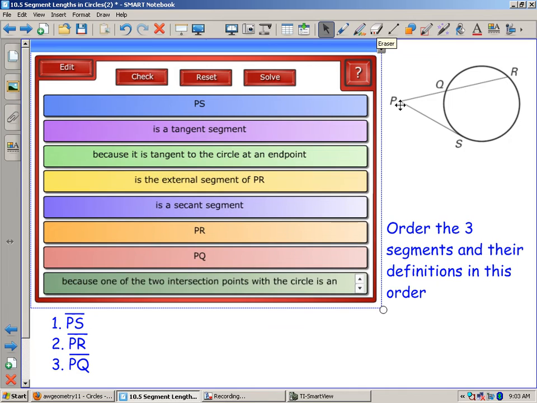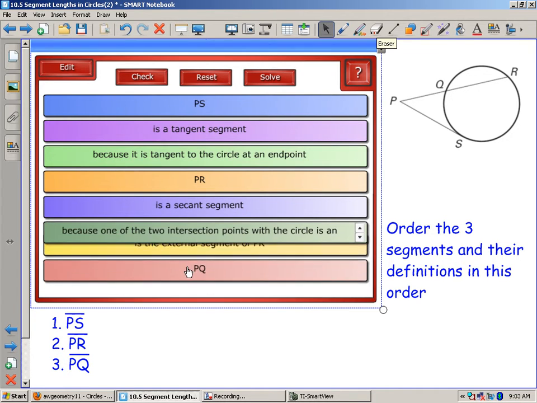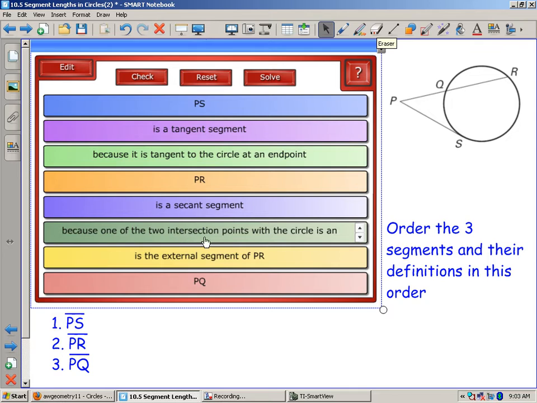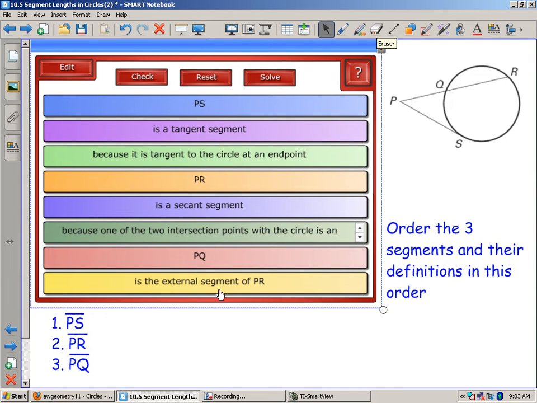The next one they want me to use is PR. And PR is this whole segment right here. And you'll notice that it not only touches the circle, but it keeps going through the circle, so it looks like it is a secant. And so PR is a secant segment. And the reason is because one of the two intersection points is on the circle. So then we have PQ, which is my third one, and it is an external segment of PR. So let's check and see if we did those right. We did them all correct, so please make sure you get these down, because we're going to be talking about the internal, external secants and tangents all today.